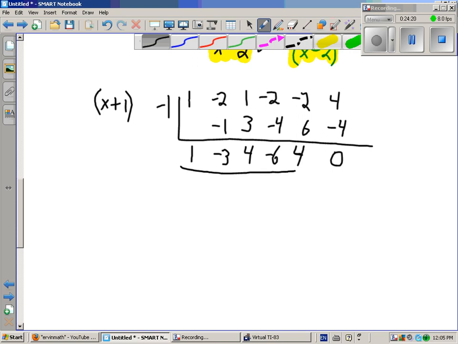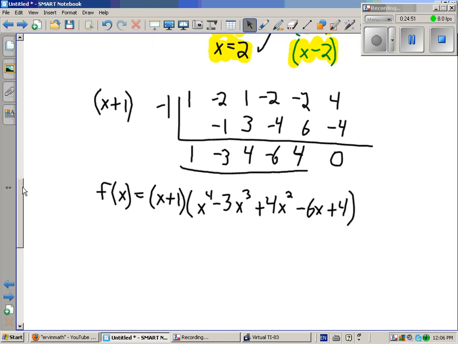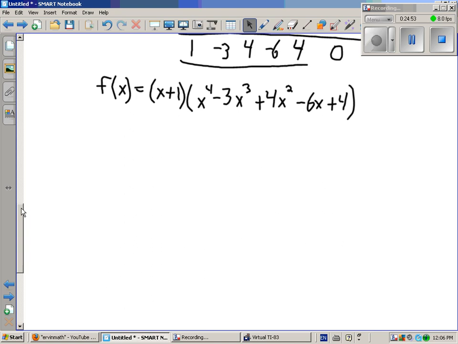These are our coefficients of what's left. So now we know that f of x is equal to x plus 1 times what we're left with when we divide it out, which is x to the 4th minus 3x cubed plus 4x squared minus 6x plus 4, and boom. So now we've simplified our 5th order down to a 4th order. Well, lather, rinse, repeat.